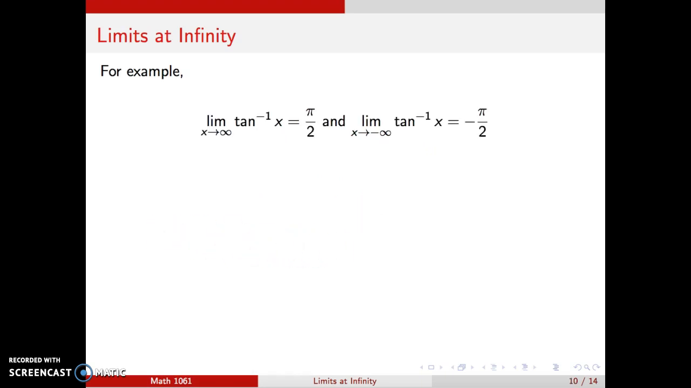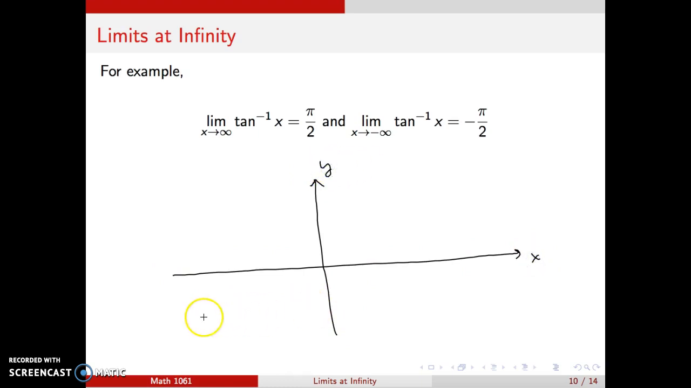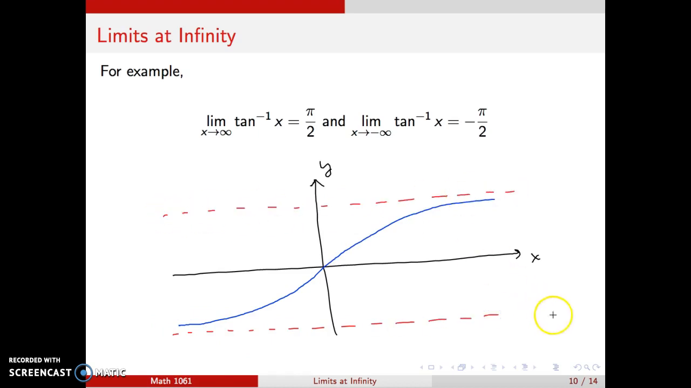This one, if you think about, and if you haven't ever thought about this, that's okay too, but if you think about what the graph of inverse tangent looks like, thinking of the graphs is going to be helpful for you. That's what those limits will be.